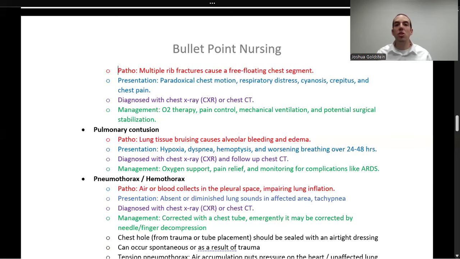Next, how is this diagnosed? Usually a chest x-ray can tell us this, or we can use a chest CT. You're going to see pretty commonly that it's going to be a chest x-ray or chest CT. And in most cases, we're going to do the chest x-ray. And if that's normal, we're good. But if we find something on there, we're going to follow up with a chest CT.